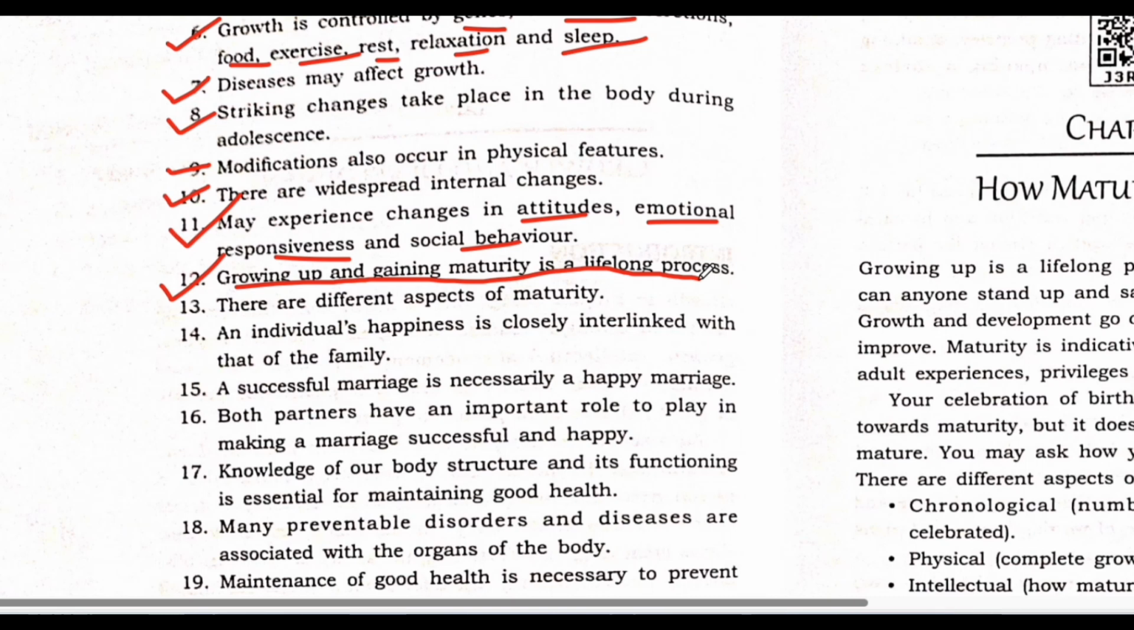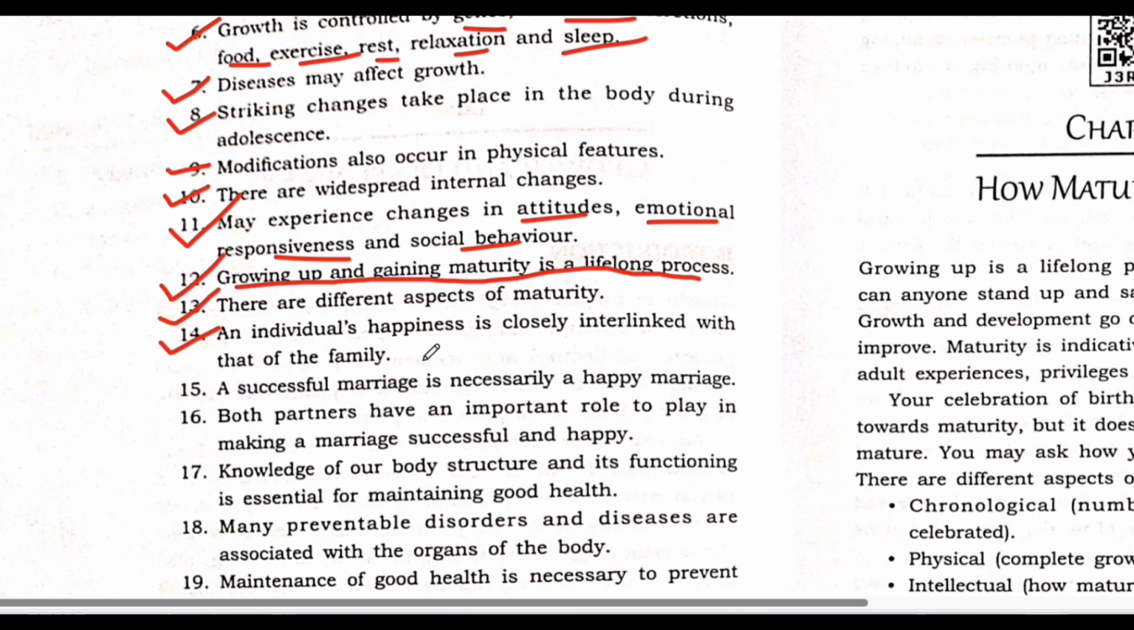Growing up and gaining maturity is what? It is a lifelong process, which means as long as we are alive, we are growing and we are getting matured, right? And individuals, there are different aspects of maturity, all right? An individual's happiness is closely interlinked with that of the family. So your happiness depends on how happy is your family.